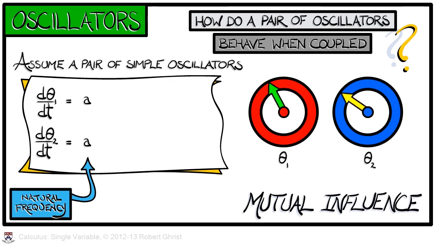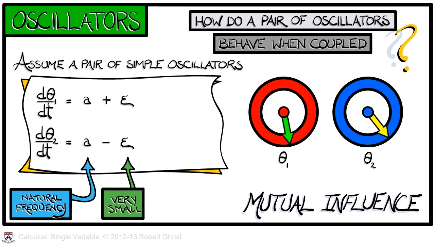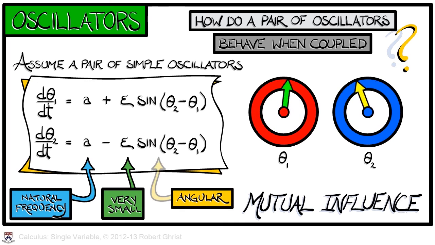What happens, however, if we have these oscillators coupled, if they exert a mutual influence one on the other? That is, if theta 2 is a little bit ahead of theta 1, we want to add something to d theta 1 dt and subtract something from d theta 2 dt. Speed one up, slow the other down. This is going to be a small amount, a small coupling, and it's going to have to depend on the values of theta 2 and theta 1.